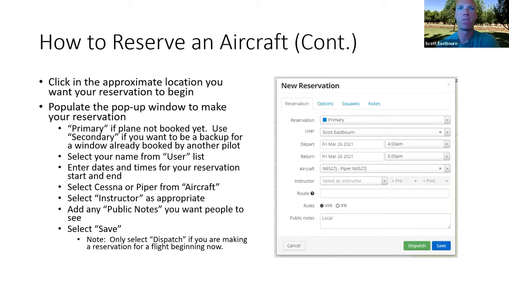Okay, all right. And then under notes, you can use that as you want, but it is public. So whatever you put in there, everybody else can see on the calendar view. You'll want to use the save option most of the time where you're scheduling this reservation out in advance. If for some reason you show up to the airport and you say, I just want to go fly right now, you can use the dispatch feature. But I think in general, most people are using the reservation ahead of time, and so you'll probably just want to save and that'll be it for the reservation.